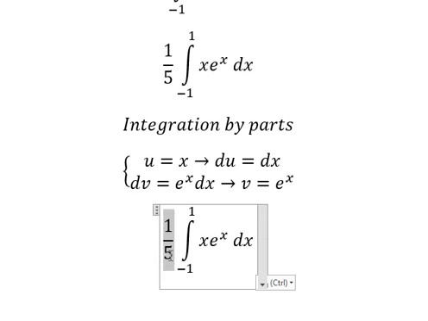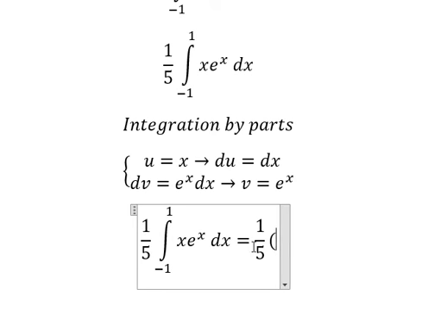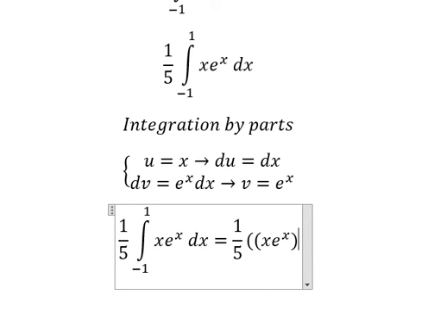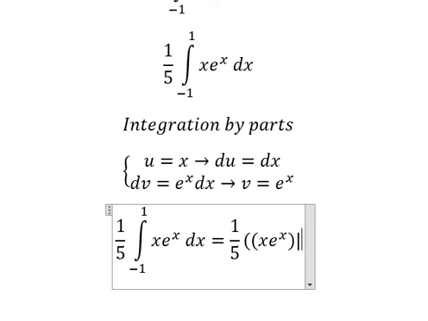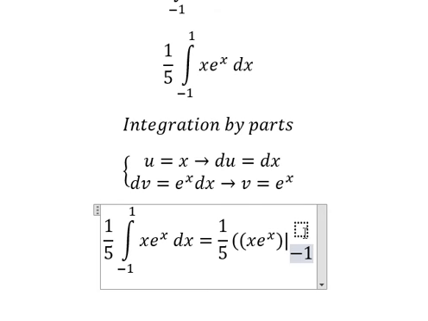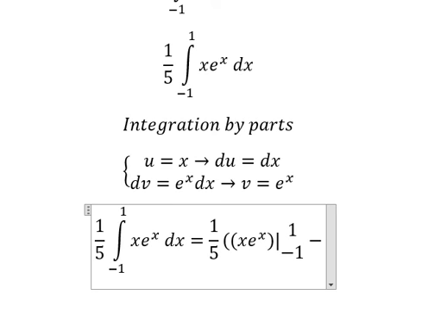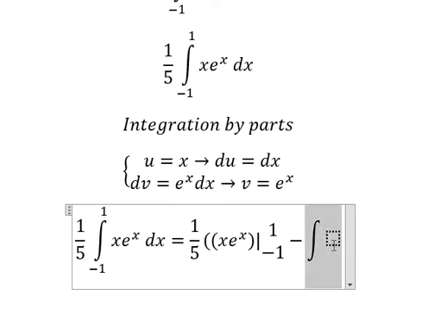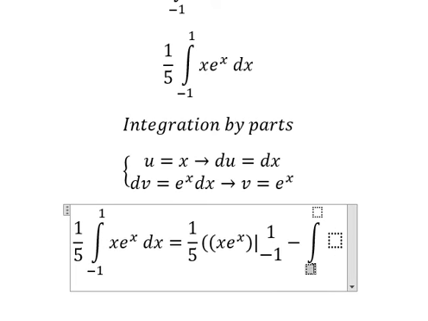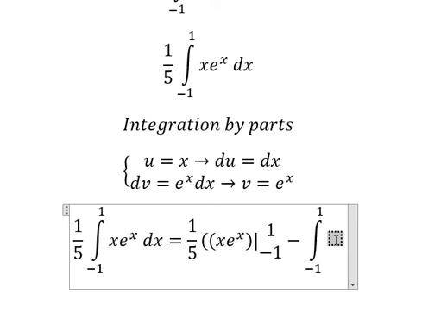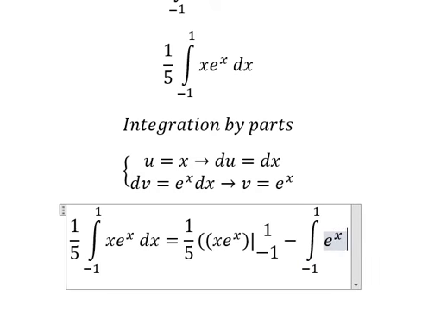Because we still have 1 over 5 in here, we keep 1 over 5 in here. So about this one, we have u multiplied by v, and then we put the bounds from negative number 1 to positive number 1. Minus, we have the integration from negative number 1 to positive number 1 of v du, so we have e to the power of s ds.